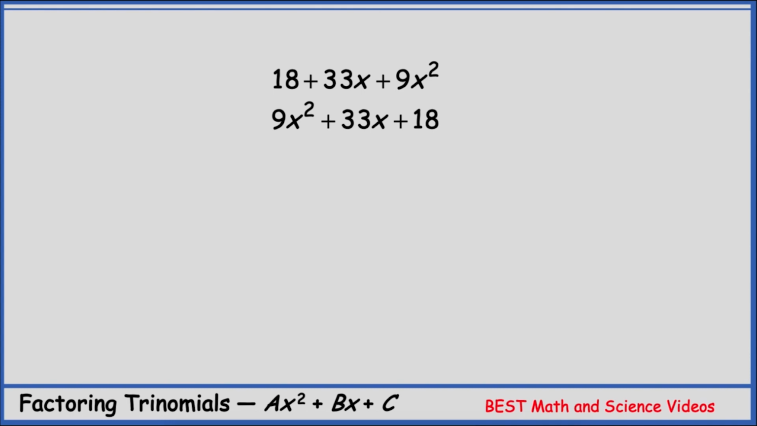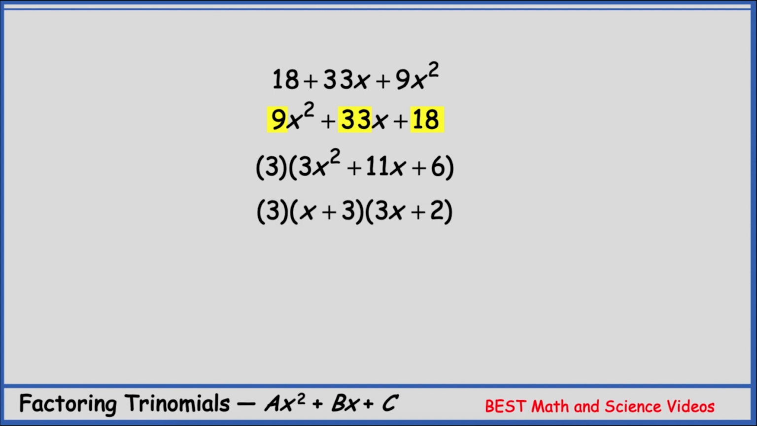Also, you need to look at the numbers. Is there a common factor? In this case, there is. You can factor out 3, so the trinomial becomes 3 times 3x squared plus 11x plus 6. We factored this trinomial at the start of the video, so we already know that the factored form is 3 times x plus 3 times 3x plus 2. This is the factored form of the trinomial.